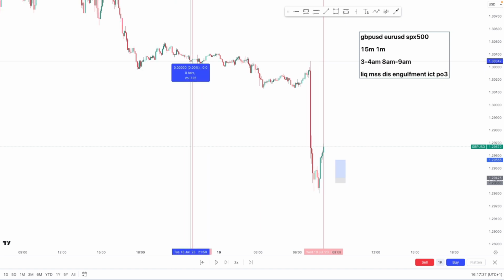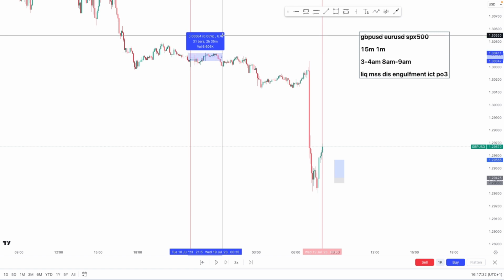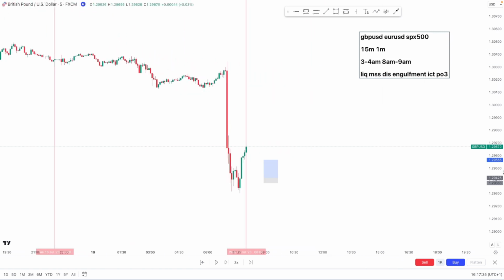So as you can see, opening price right over here, how many pips did it go bearish? It went down 104 pips, and it went up around 6.4. That's so much more than double. That means you should enter a trade for the day.